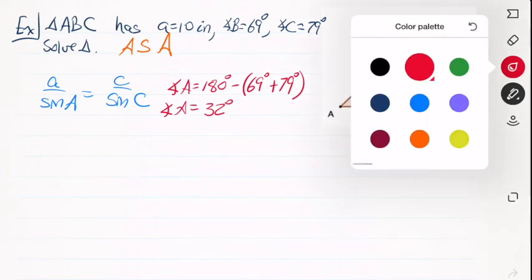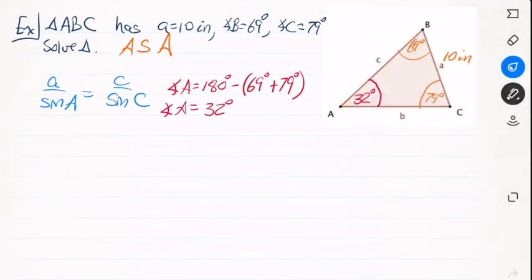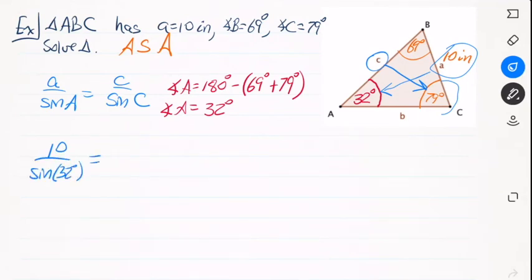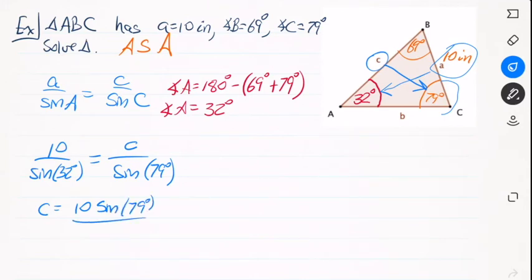All right, so now we can set it up. So I can do A over sine of A, because I know those two pieces, and I can do C over sine of C. And that leaves me only one variable left over, which is C. So A being 10, sine of A being sine of 32 degrees, is equal to C, which I don't know, over sine of the angle C, 79 degrees. And then C is going to equal 10 sine of 79 over sine of 32.